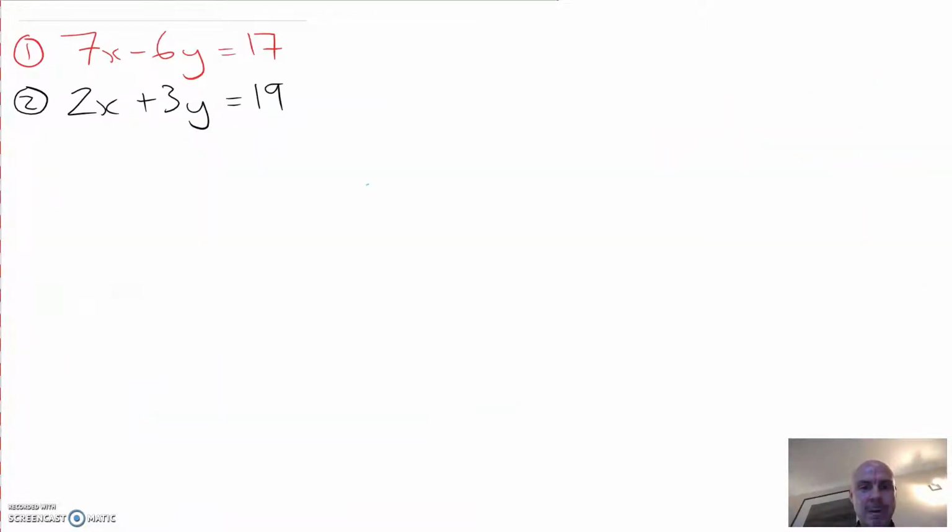Okay, let's do another one, I hear you cry. This is fun. Okay, so we've got 2 more simultaneous equations. 7x minus 6y equals 17. And 2x plus 3y equals 19. Right, let's have a look.